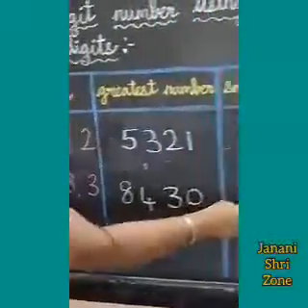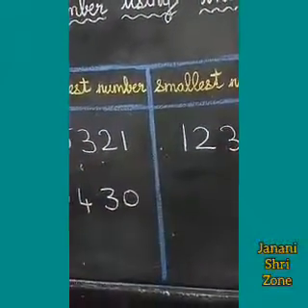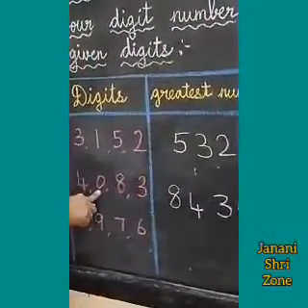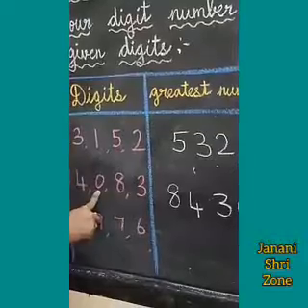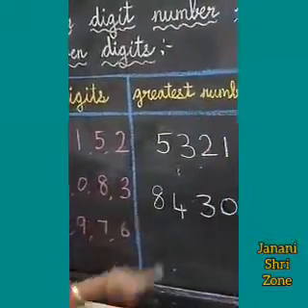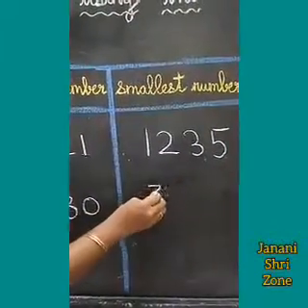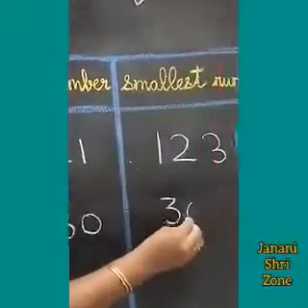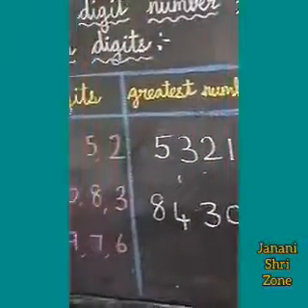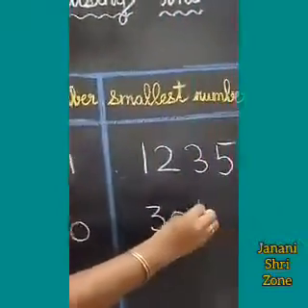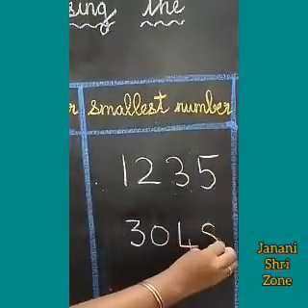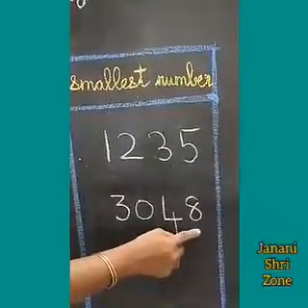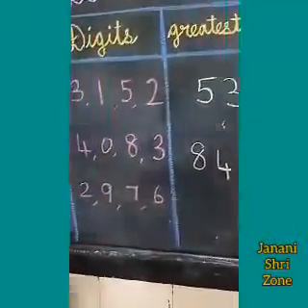If I write 0 in the thousands place, first place, it becomes a 3 digit number. So, you should not write 0 first. Write the next smallest number. Next smallest number is 3. Write it first. Then put this 0. 4, 8. So it is 3048.